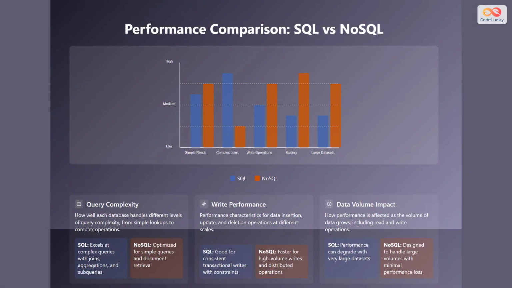In terms of performance, SQL databases excel at complex queries with joins, aggregations, and subqueries, while NoSQL databases are optimized for simple queries and document retrieval. SQL databases are good for consistent transactional writes with constraints, while NoSQL databases are faster for high-volume writes and distributed operations. SQL database performance can degrade with very large data sets, while NoSQL databases are designed to handle large volumes with minimal performance loss.